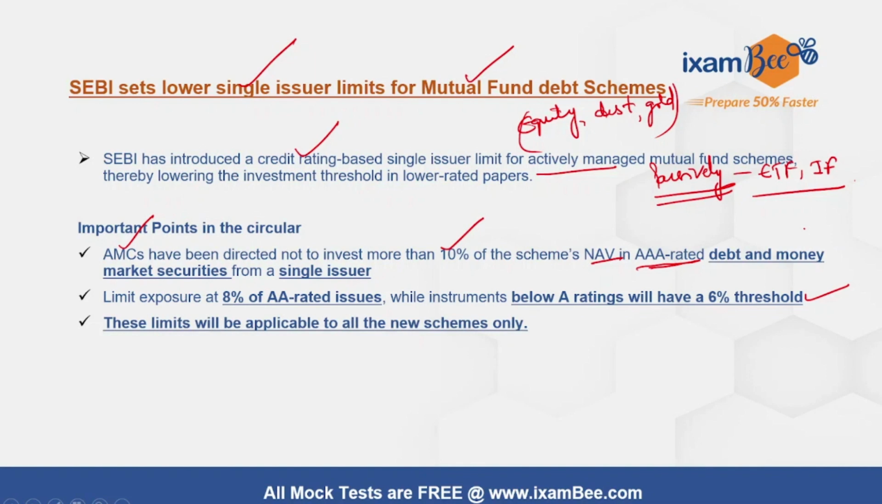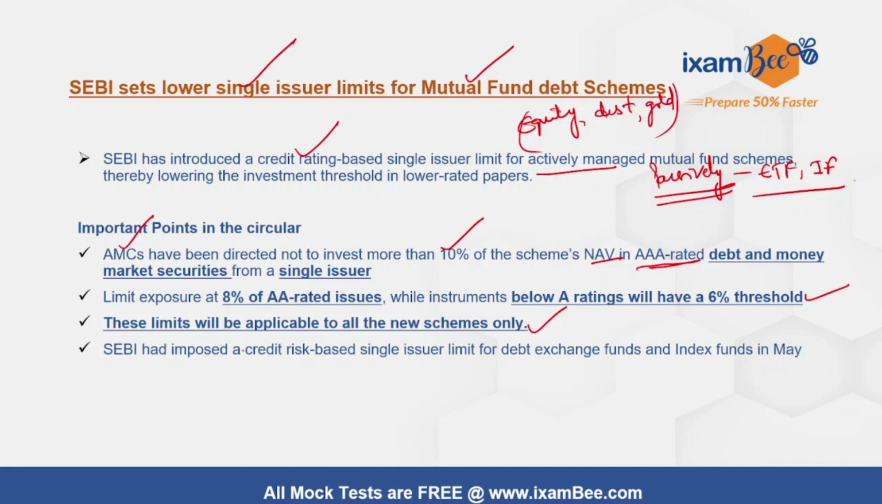And these limits will be applicable to new schemes only. Existing schemes will be allowed to continue as they are, because if existing schemes are also asked to maintain this threshold, they will end up buying and selling, and then diversifying by getting into lower rated papers only. That's why it's applicable only for new schemes.